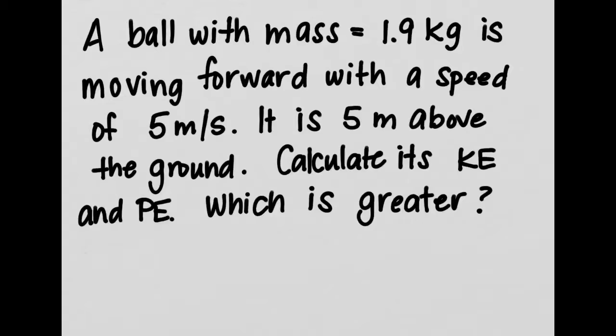So what should my strategy look like here? The first thing I have to ask myself is, what the heck is this question asking me? Well, the final question here is, which is greater, its KE or its PE? So to be able to answer this question, I need to be able to calculate both KE and PE for this question. Luckily, I have all the information I need to be able to solve. So let's start pulling things out.